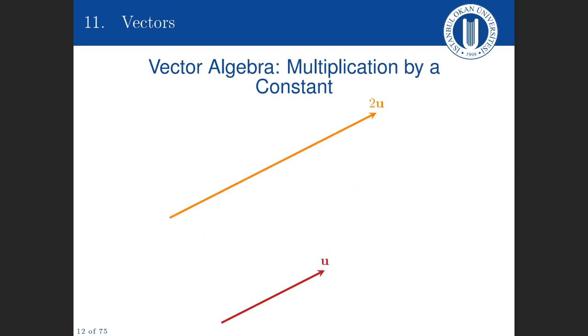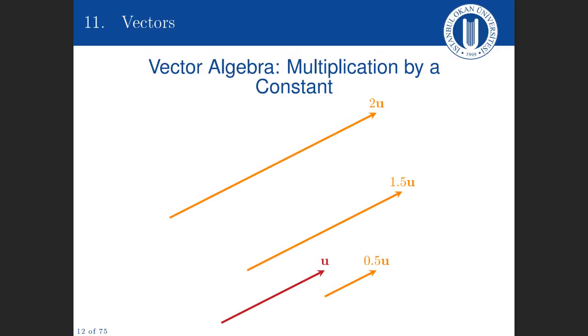We can multiply a vector by a number. For example, if this is the vector u in red, then the orange vector is the vector 2u. These two vectors point in the same way. They point in the same direction, but 2u has twice the length of u.